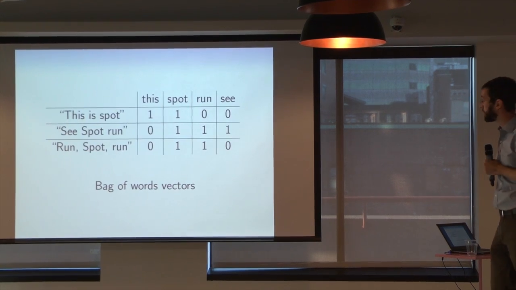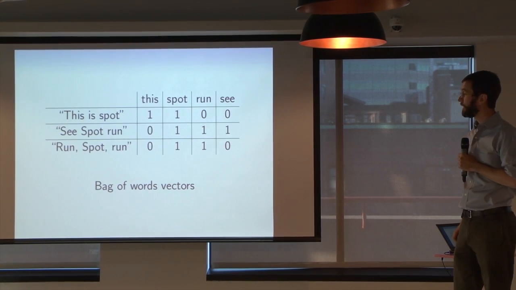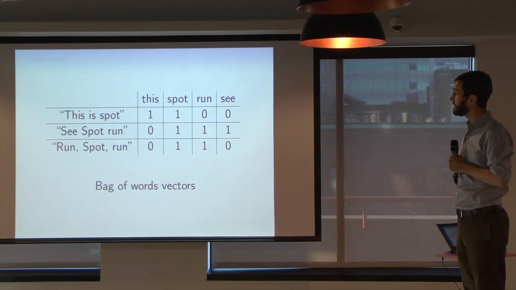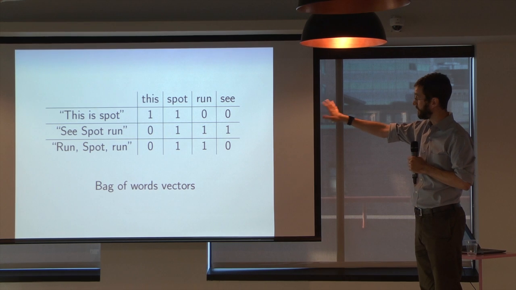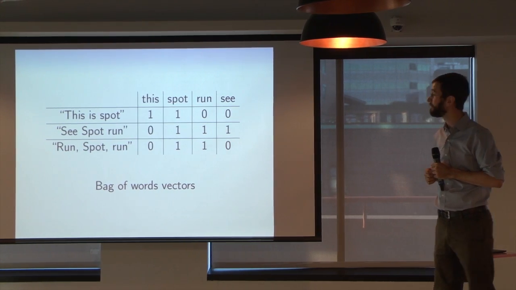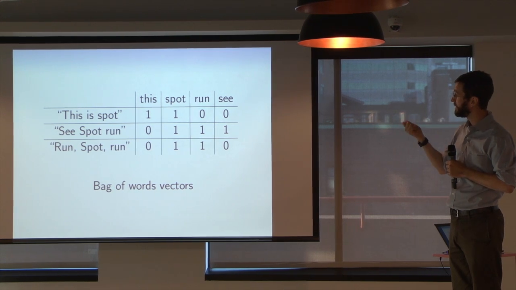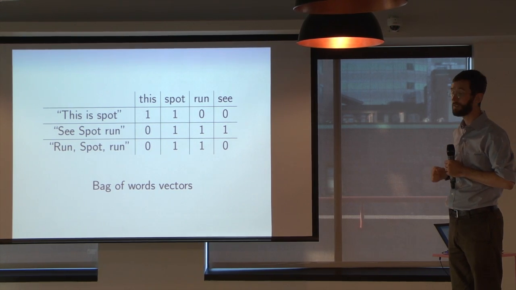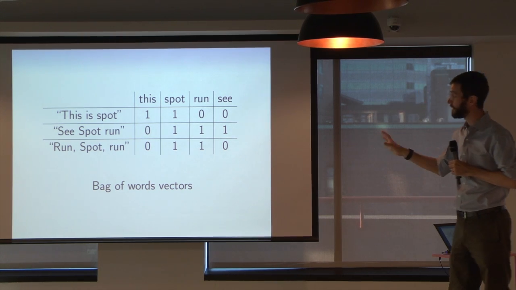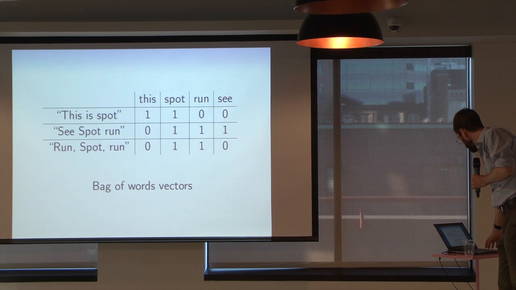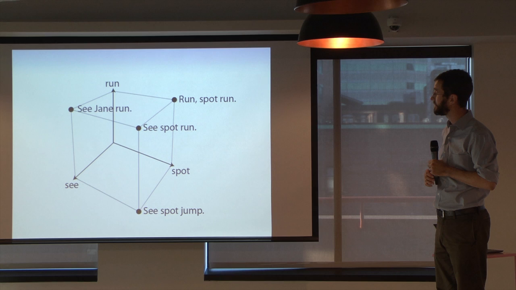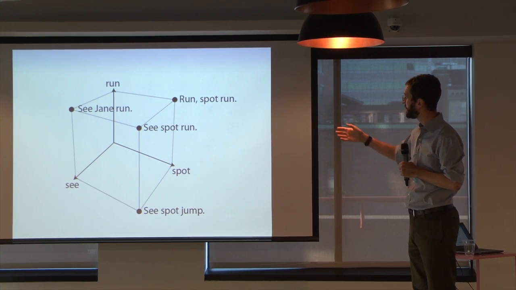We can do something very similar with words. If you're looking at tweets, or books, or news articles, what you can do is take each block of text and look at what words are in it. You put a 1 if that word is in that block of text, and a 0 if it's not. This is called the bag of words vectors.